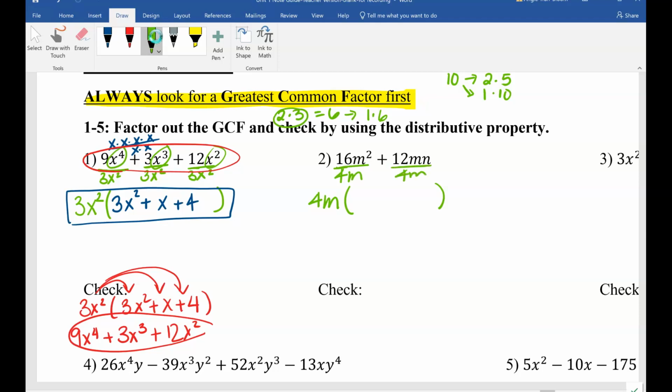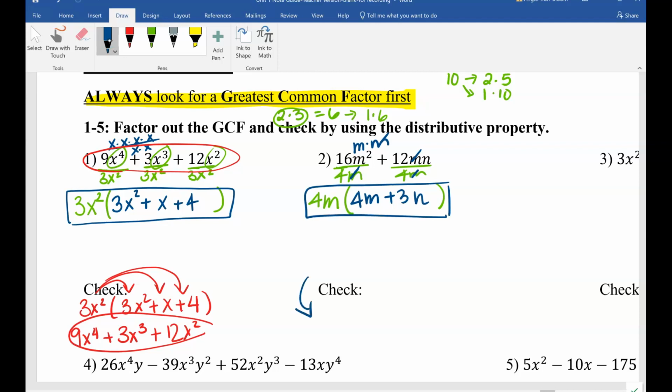4m, okay? So 16 divided by 4 is 4. m squared divided by m is just now an m. That means there's 2 m's, and one of them is going to be canceled, just like that. 12 divided by 4 is going to be 3. The m's and m will cancel, so now you just have an n left. Then I want you to write it again and check it to see if we did that correctly.